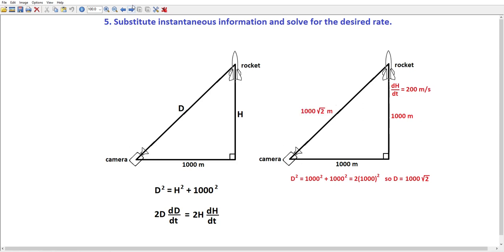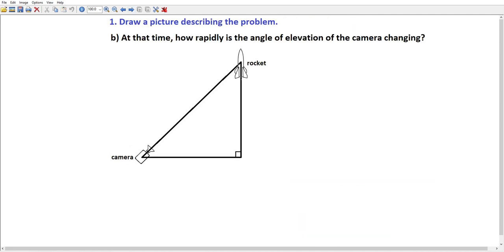We plug that into the related rates equation, and we get 2 times 1,000 root 2 times the derivative of d with respect to t is 2 times 1,000 times 200. Solve for the derivative of d with respect to t, and you end up with 100 times the square root of 2 meters per second being the rate that the distance between the camera and the rocket is changing at the instant in question. Now let's do part B.